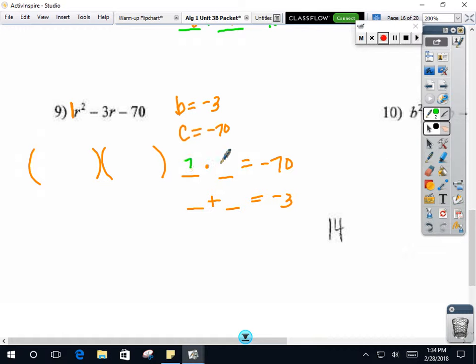Okay, 7 and 10 are 3 units apart from each other. But to add them and get a negative 3, right. So our factors are r plus 7 and an r minus 10. Okay, I'm going to give you a couple of minutes, and I want you to attempt the 5 on the right side of this page by yourself.